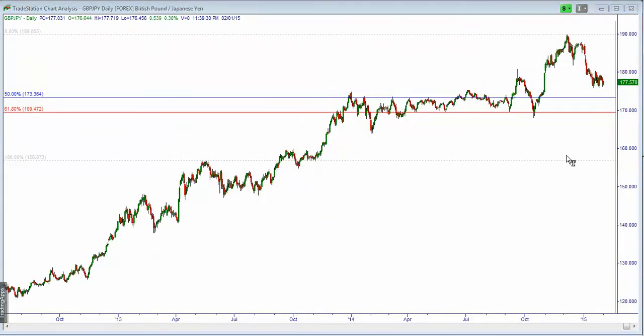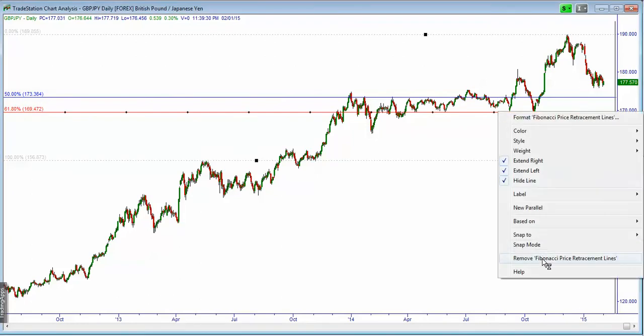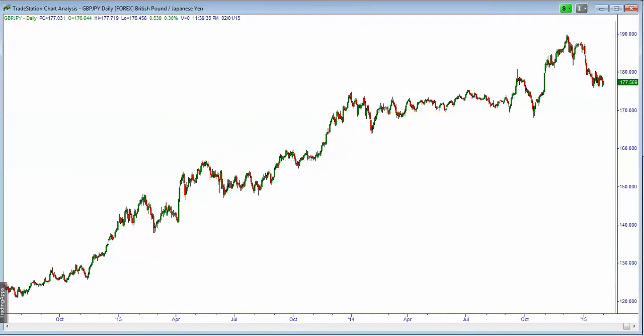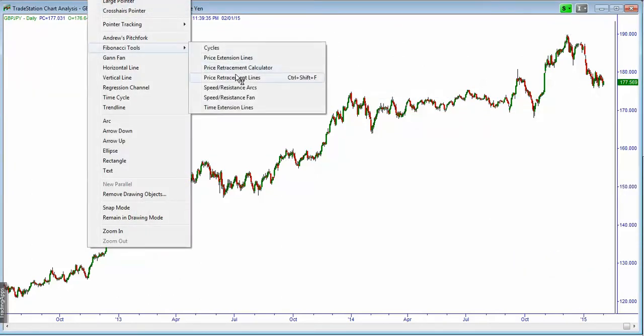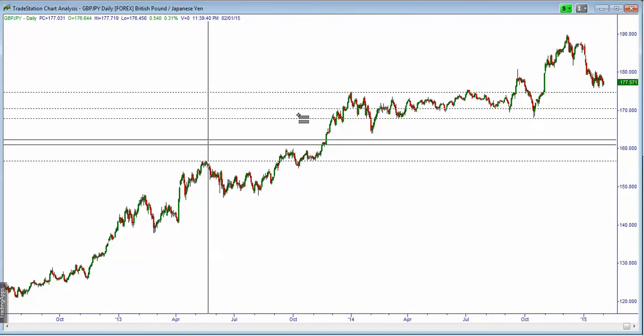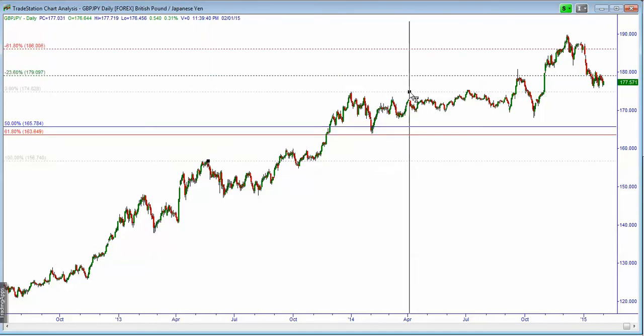Moving to the pound versus Japanese yen, the pound versus Japanese yen is just moving in extensions on the weekly and daily time frame, and the sequence of extension is very clear here.